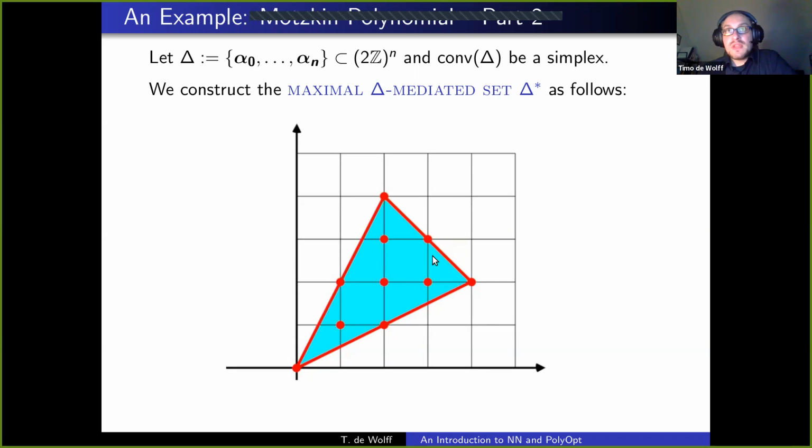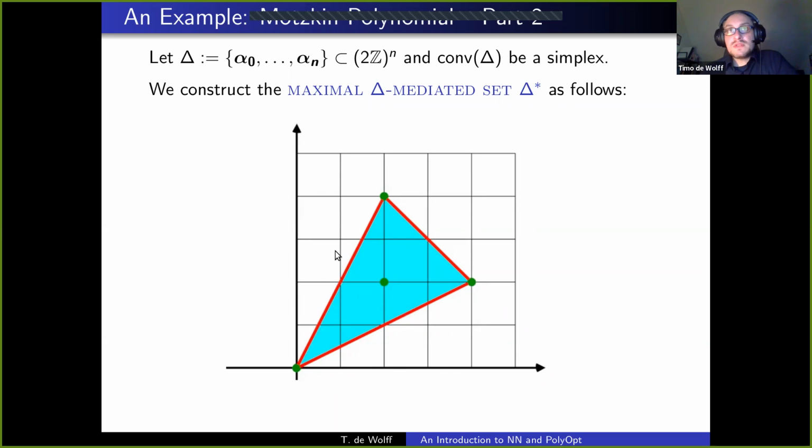And what is the algorithm that you have to follow? So the algorithm says you start with all lattice points in the Newton polytope of your polynomial. So this is all lattice points. And now I look at the subset of all points which just have even entries, which are these ones. And now I look at all the points that are not a vertex, because the vertices, remember, belong always to the max mediated set.